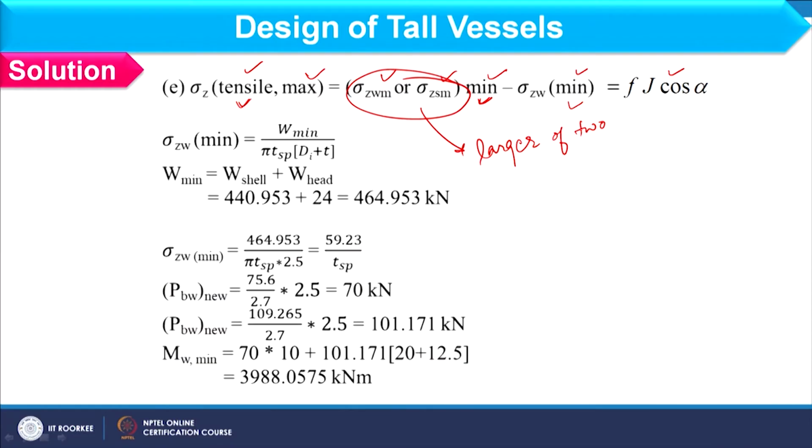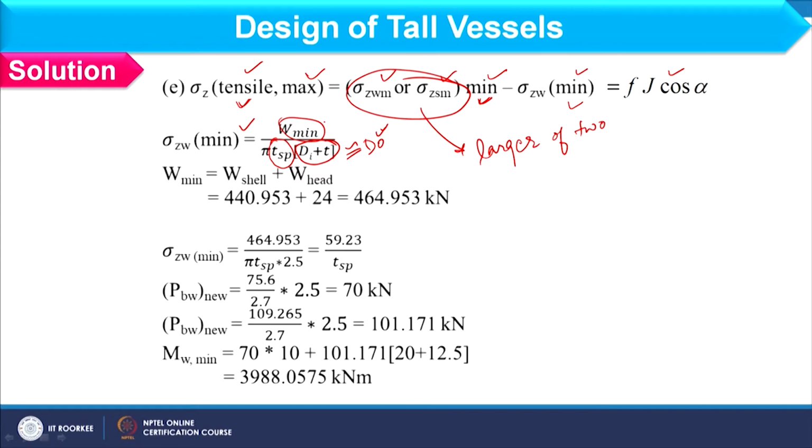Let us see how to consider that, but first of all we will focus on sigma z w. Sigma z w minimum should be equal to W minimum, that is the minimum weight, divided by pi t d I plus t. As far as this t is concerned, we are considering it for the support plate, therefore T s p is used over here. Further, we equate this d I plus t to d naught, for simplification only.